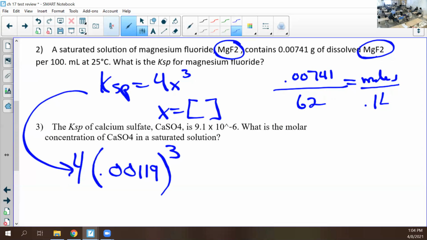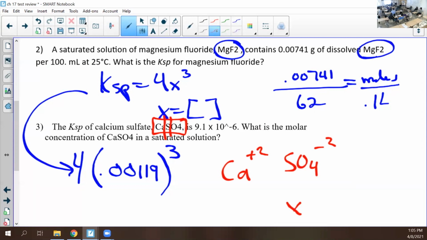Okay, this one might kill kids, but it shouldn't. You're going to think, wait, he's never taught me how to do it with 3 things, and especially if there's 4. Well, I know, but we didn't. You could, but you don't need to. This is Ca plus 2 and SO4 minus 2. Don't chop it into every single element. Remember, SO4 is its own thing. So this is just X squared.